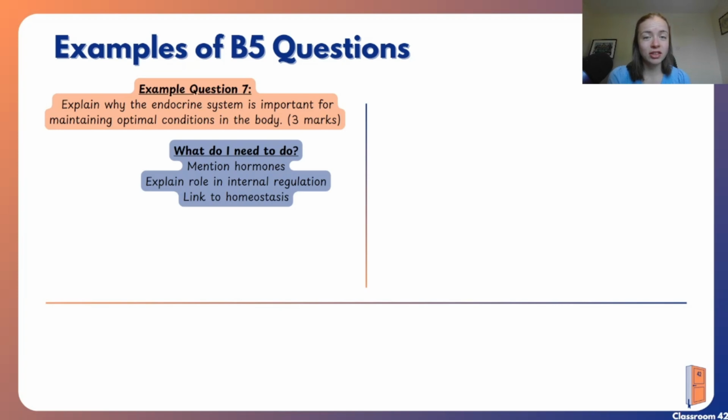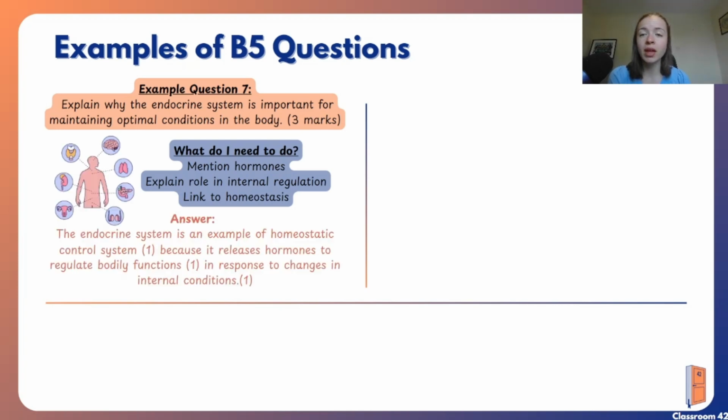Therefore, it should be obvious to us that the examiner wants us to make that connection. So for example, the endocrine system is an example of a homeostatic control system because it releases hormones to regulate bodily functions in response to changes in internal conditions. So we've talked about hormones, we've talked about internal conditions and homeostatic control. So that question would be worth 3 marks.